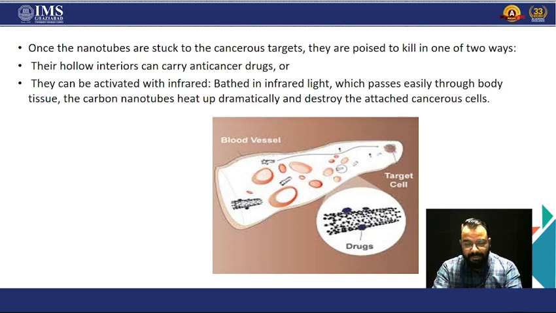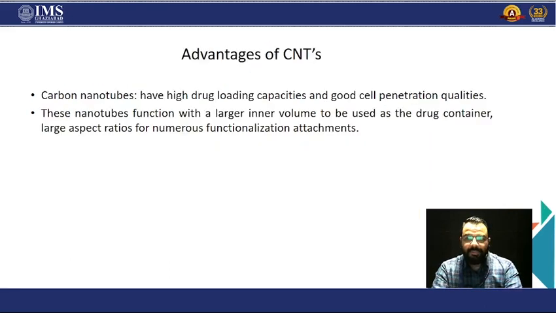So in this process, we are delivering the drug or the nanotubes to the specific cancerous cell, and that particular cancerous cell is destroyed either by the release of the drug or by the increase of temperature, which ultimately destroys the cancerous cell. So what are the advantages of carbon nanotubes? Carbon nanotubes have a high drug loading capacity and good penetration quality.